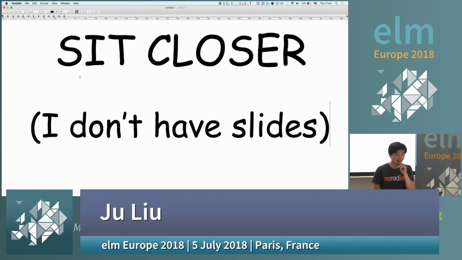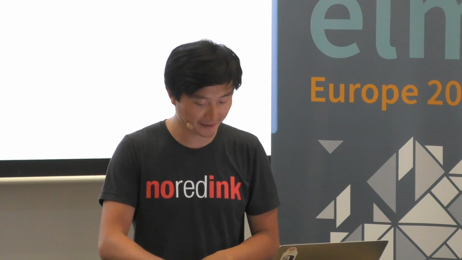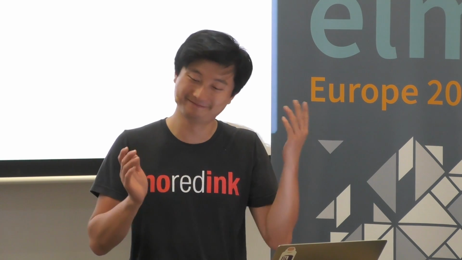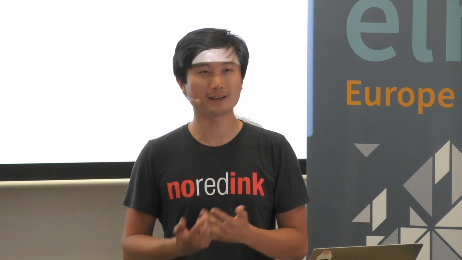Okay. I'm very excited to be here. It's my first Elm conference, first time in Paris. I'm just super happy to be here. My name is Ju. If you ask me where I'm from, I was born in China, but I moved to Italy when I was a kid, but now I live in London.